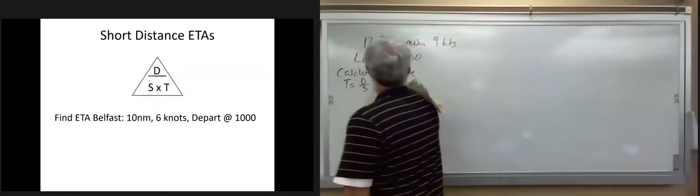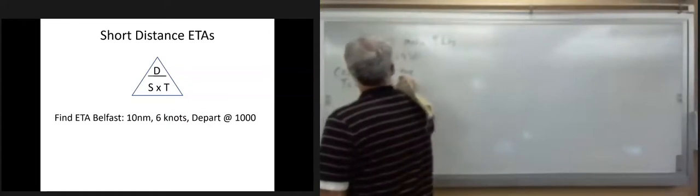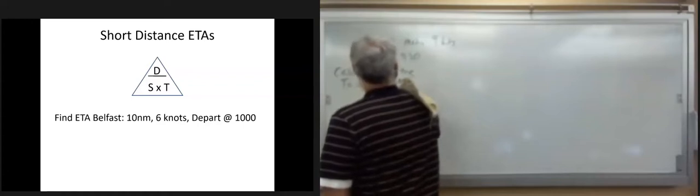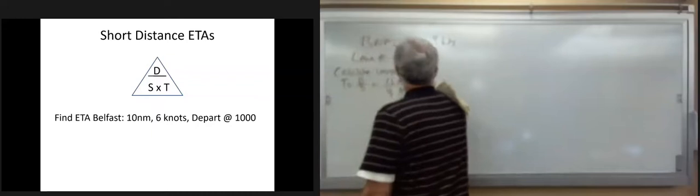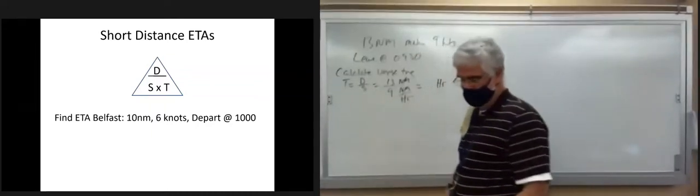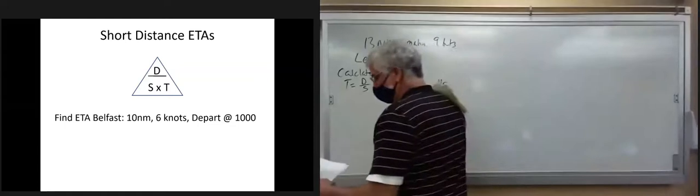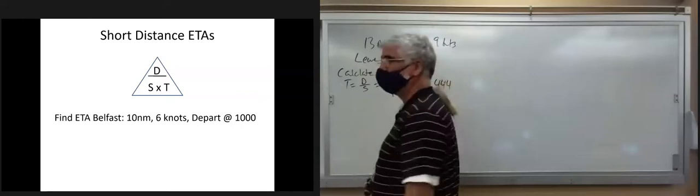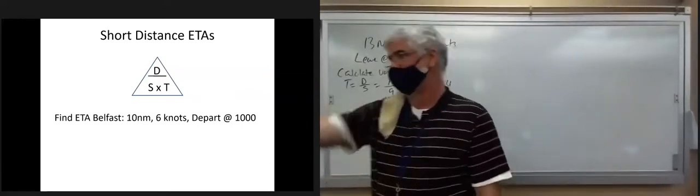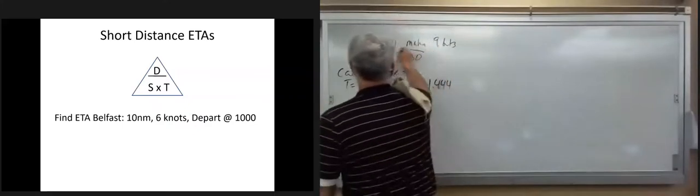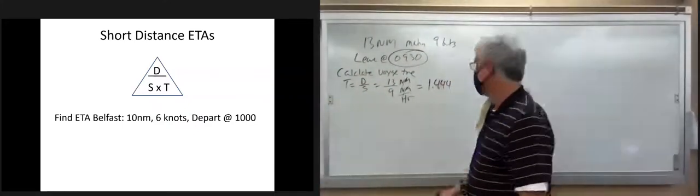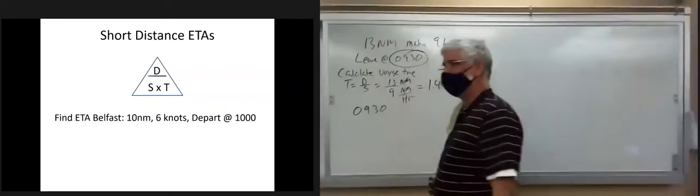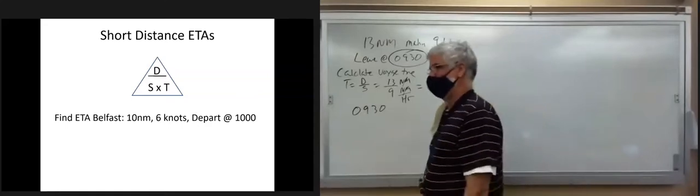So distance is 13, speed is 9, so that is 13 nautical miles divided by 9 nautical miles per hour. The nautical miles cancel out, and all you're left with is hours. The magic number there is 1.444 hours. I want to know what time I'm going to arrive by the clock. I left at 09:30, and now I have 1.444 hours. What am I going to do with that?